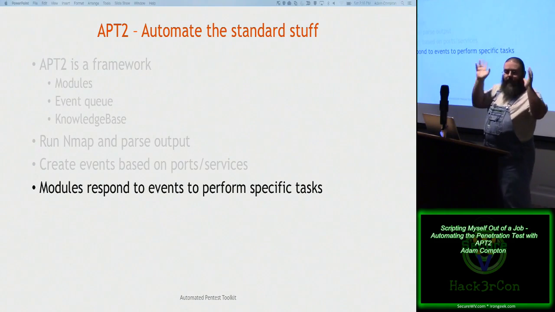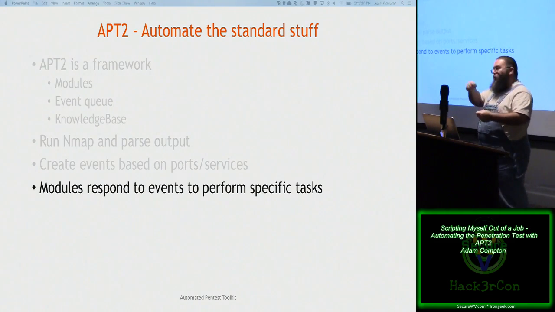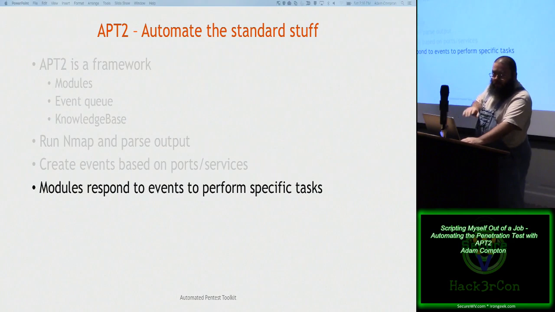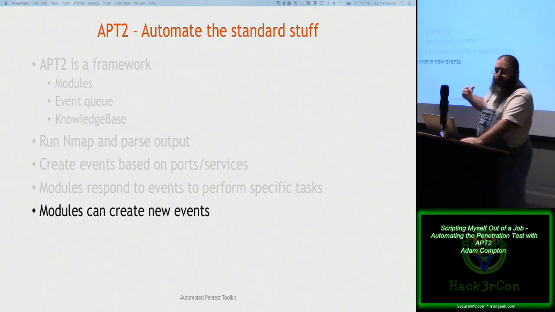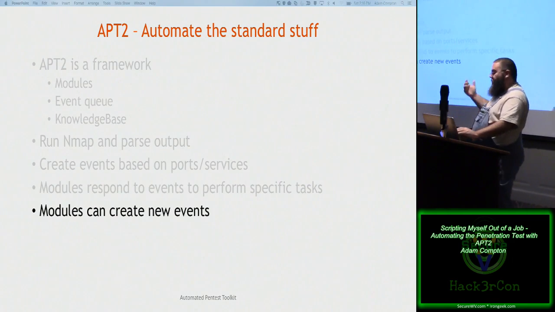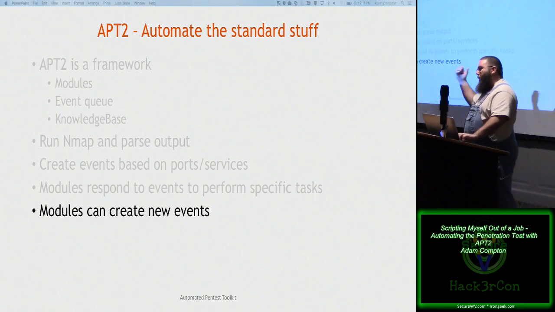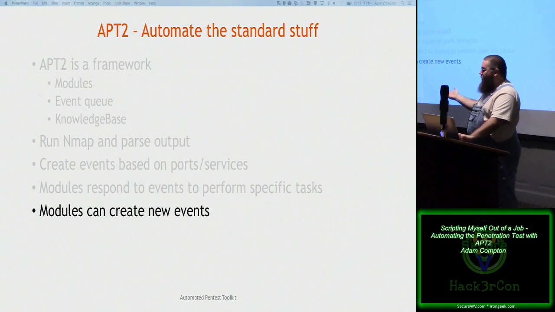Each module has within it a set of metadata that says, I can handle any event of this type. For example, there might be one that checks for anonymous FTP, and the event it's listening for is port 21 found open. So it says, okay, fine. It takes that, pops it off the queue, hands it off to that module, and it goes and processes and continues down the path. Modules can create their own events.